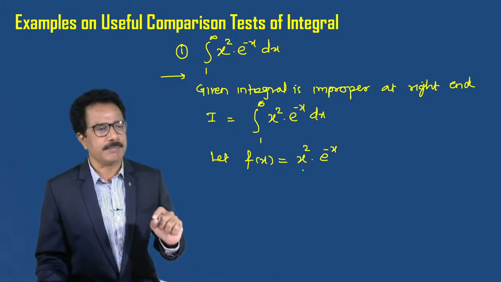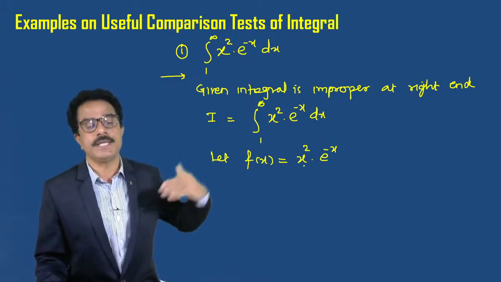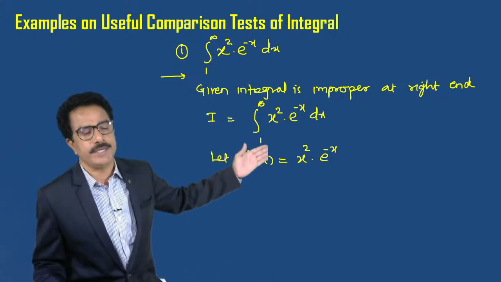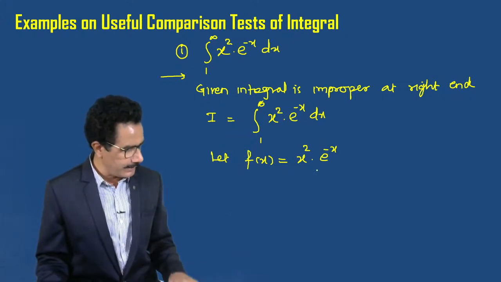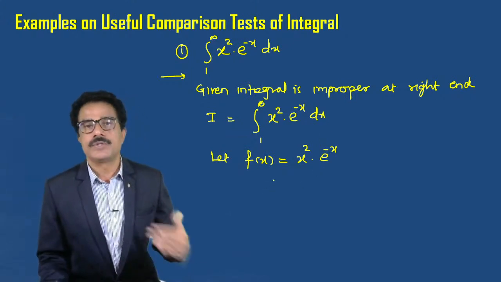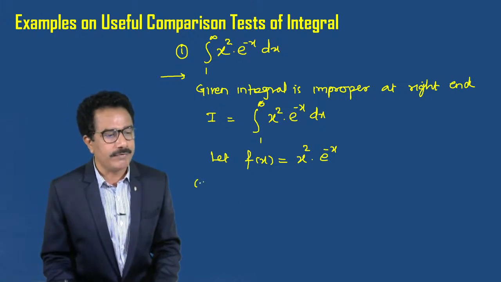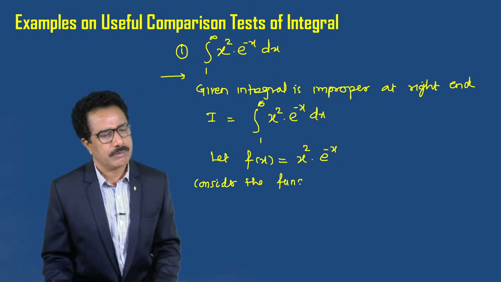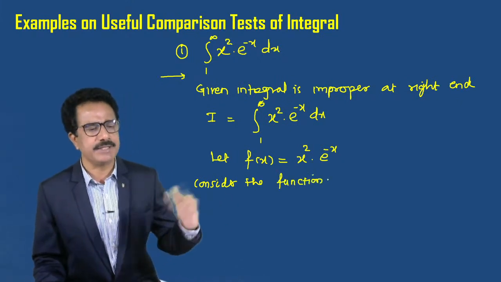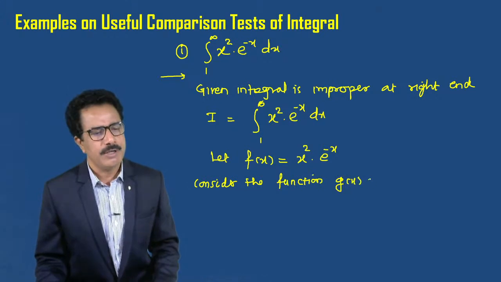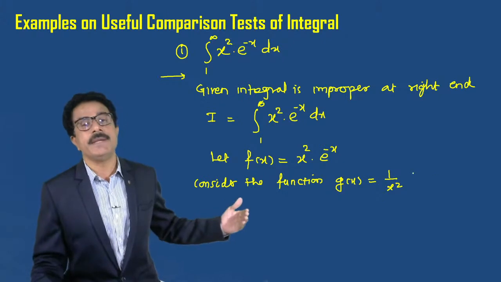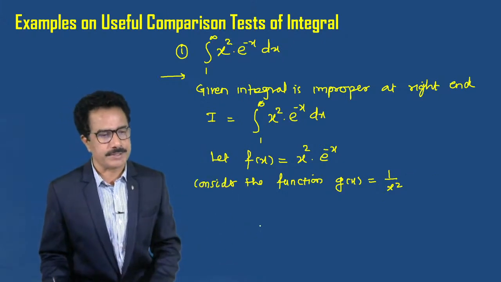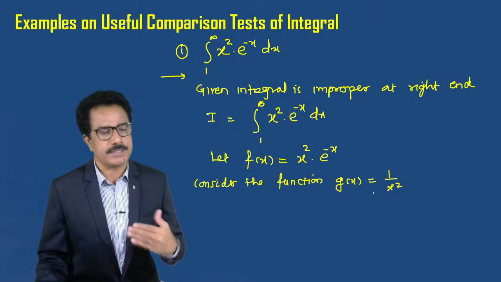Now we consider, if we put x equal to infinity, meaning the right end, then this goes to infinity. So our integral is improper at the right end. Okay, so consider the function g of x, which behaves the same way, equal to 1 upon x square. Then we shall take the limit of f of x upon g of x.